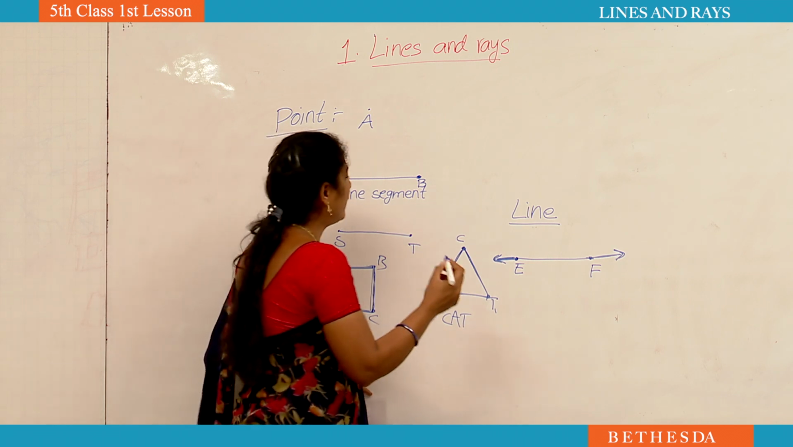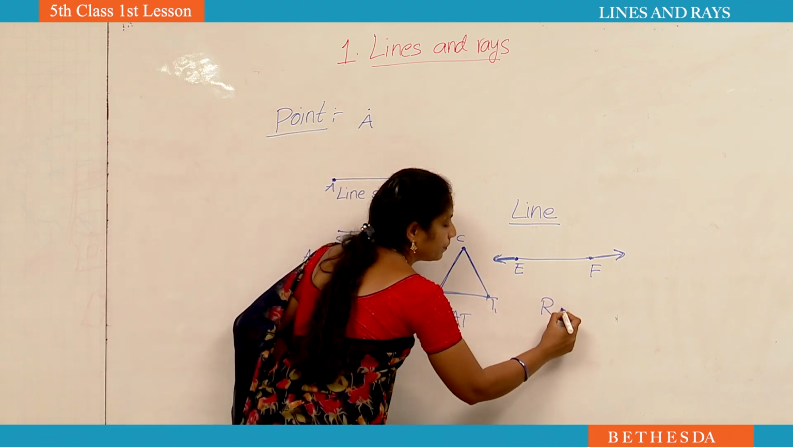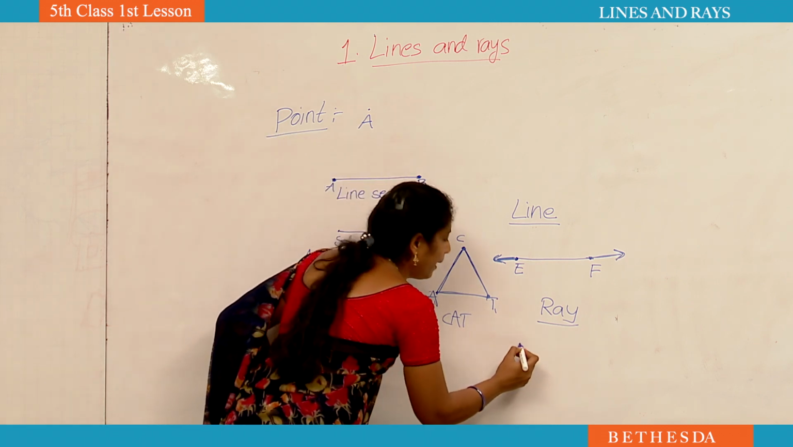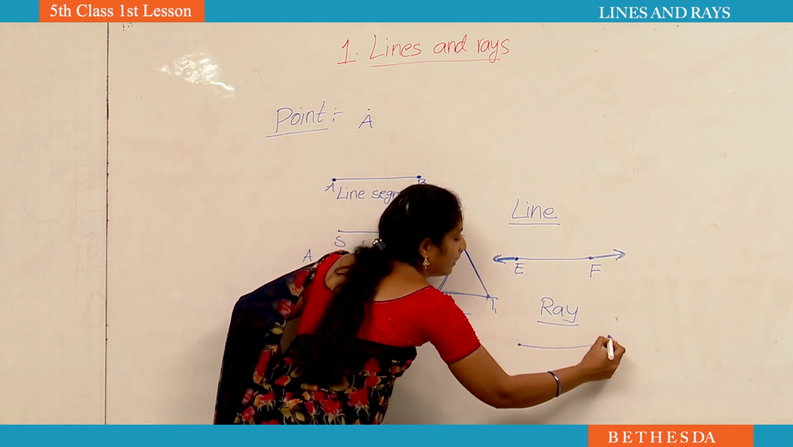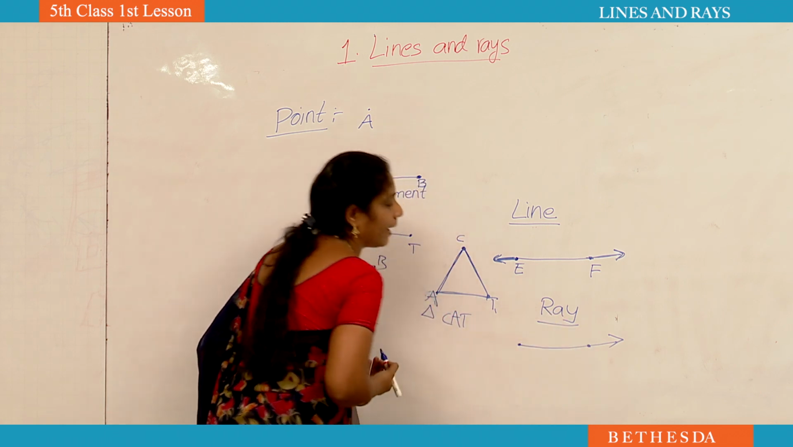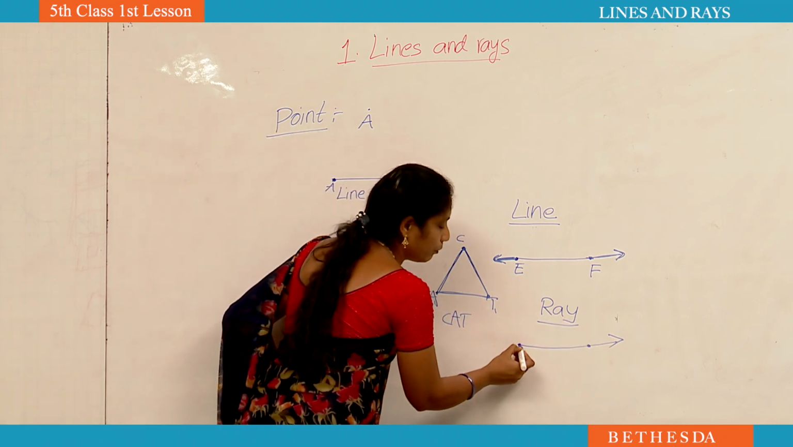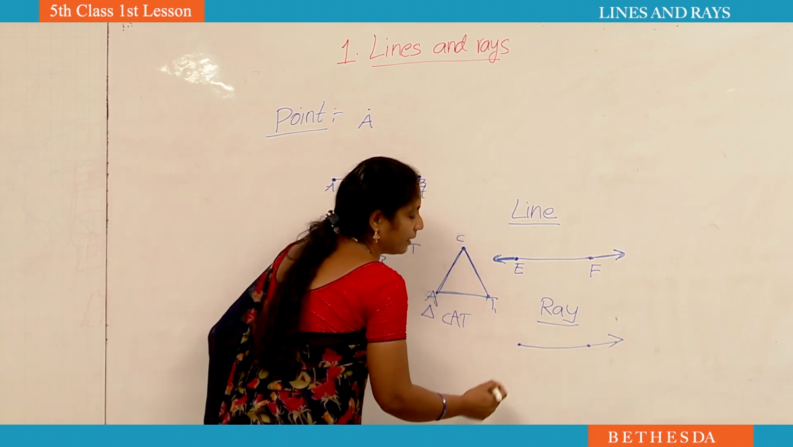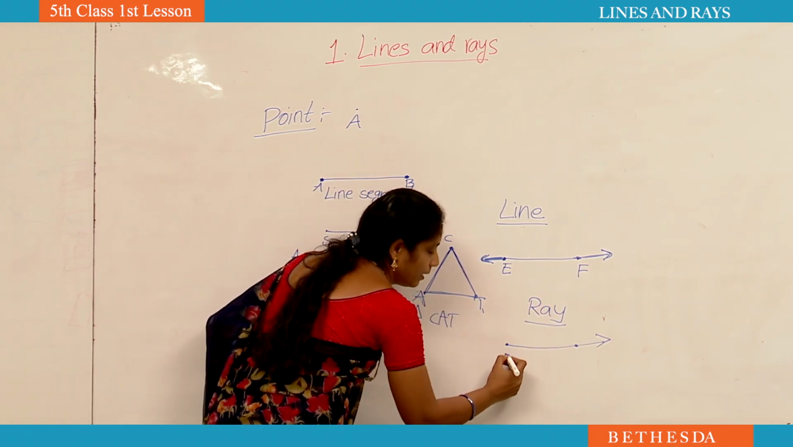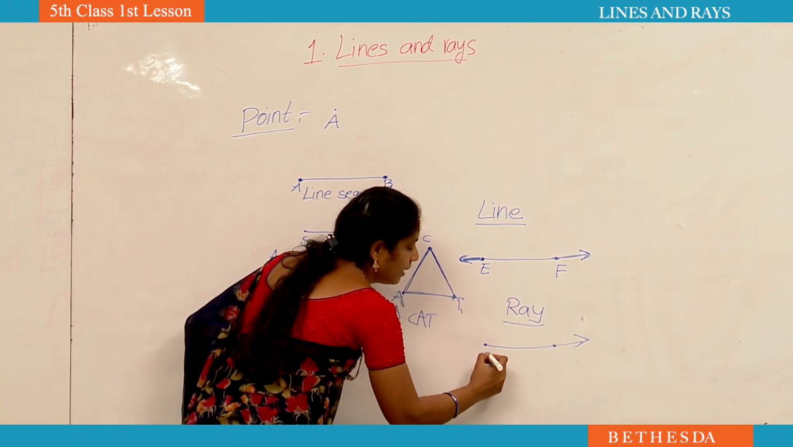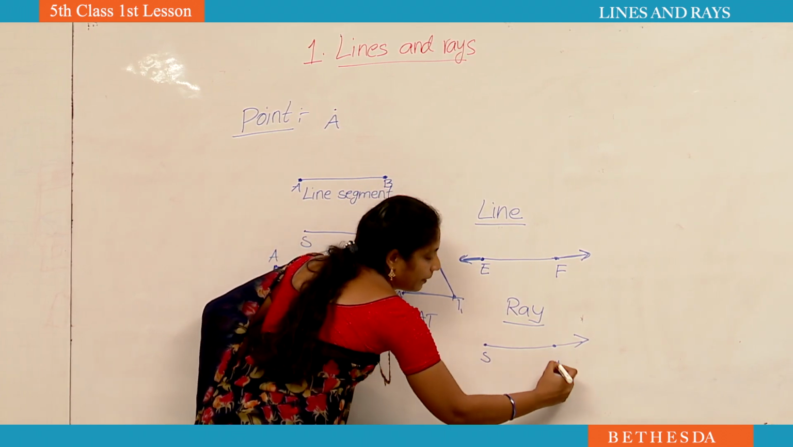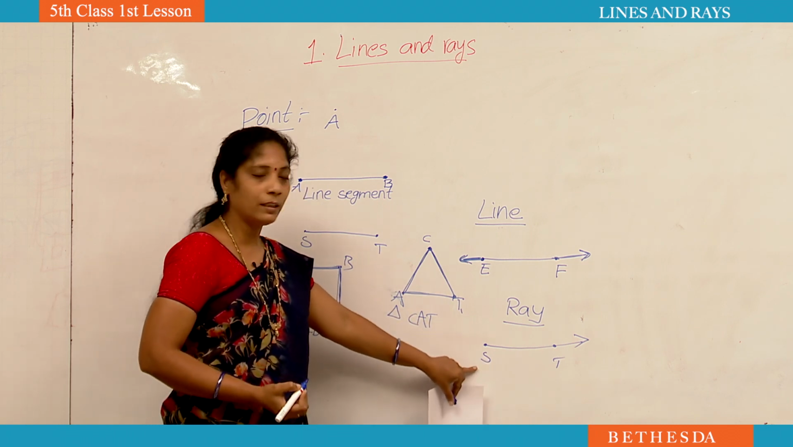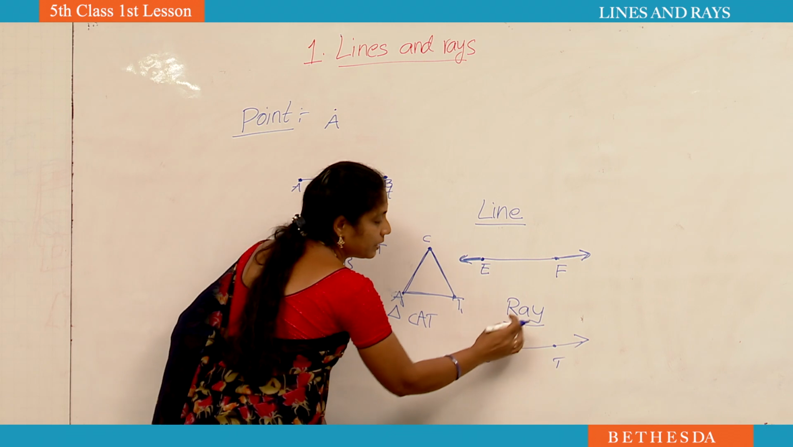Okay. Now, next one is ray. If you expand only one side of the line segment, that is called a ray. See, we can expand only one side. One side it has an end point, and on the other side we can expand. This is called a ray. I am giving the name ST. See here, why? Because points we have to denote with capital letters. That is ST. This is the ray.